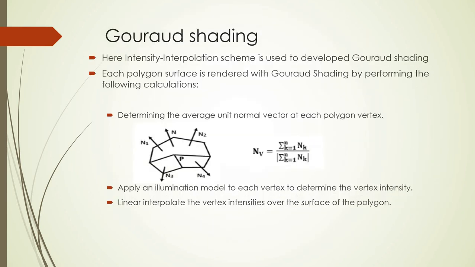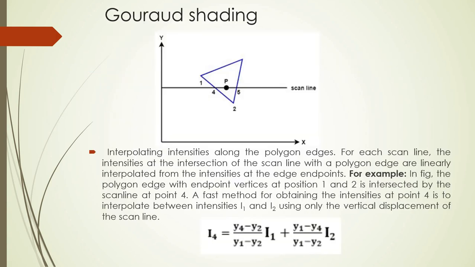What is this Gouraud shading? So in Gouraud shading, we have 3 steps. First step, we have to calculate the average normal vector at each polygon. What is the formula for that? NV is equal to summation of k is equal to 1 to n nk divided by mod of summation k is equal to 1 to n nk. Then we have to apply the illumination method to each vertex to determine the vertex intensity. And the last step, we linearly interpolate the vertex intensity over the surface of the polygon.